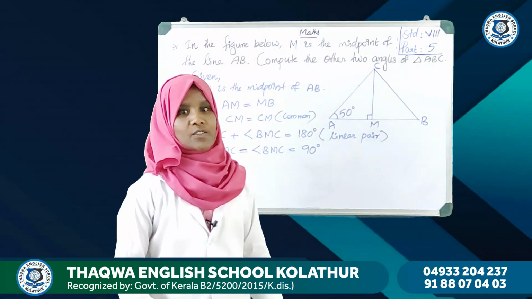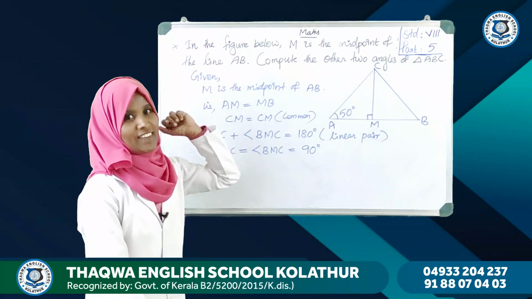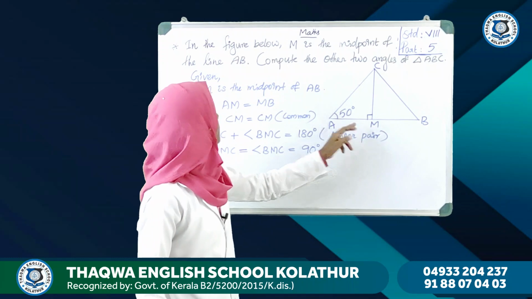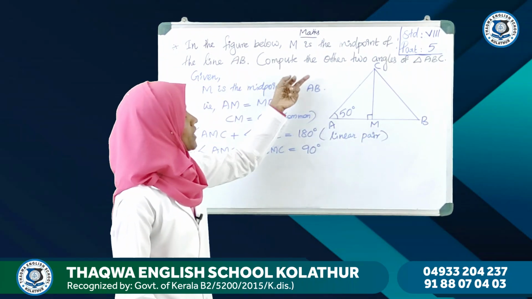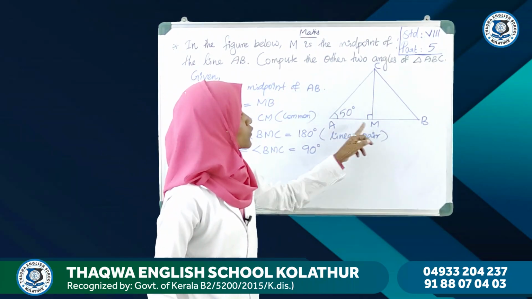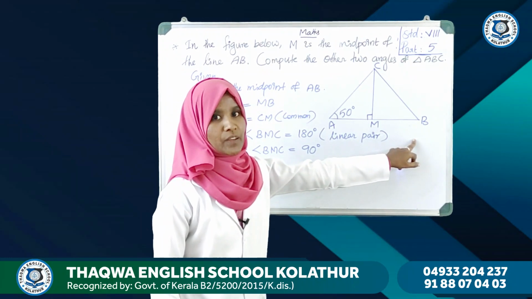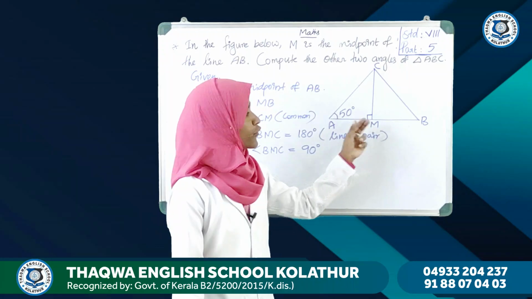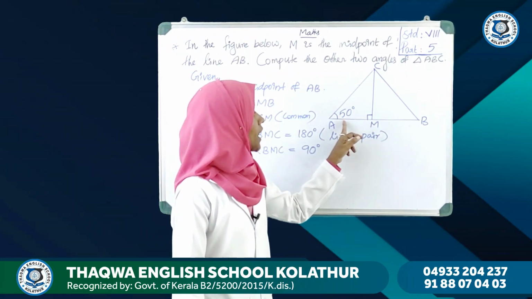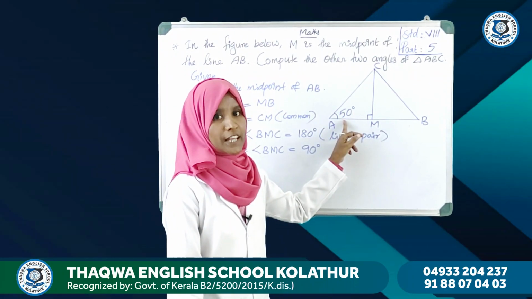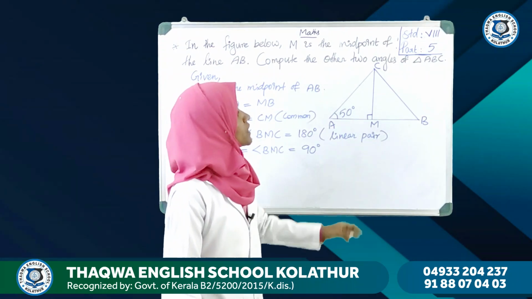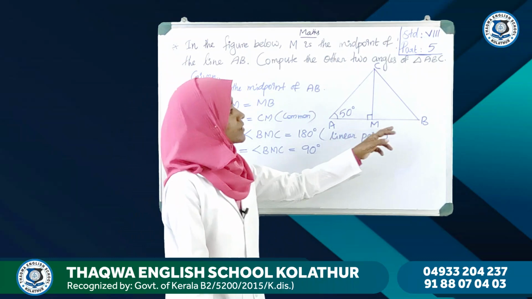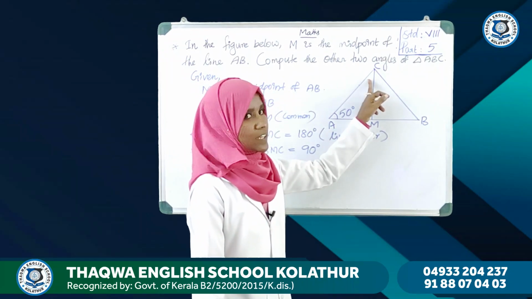Okay. Students, our next question. In the figure below, M is the midpoint of the line AB. Compute the other two angles of triangle ABC. Okay. Then M is the midpoint of AB and you have given angle A is 50 degree. We want to find out the other two angles of triangle ABC, or angle B and angle C.